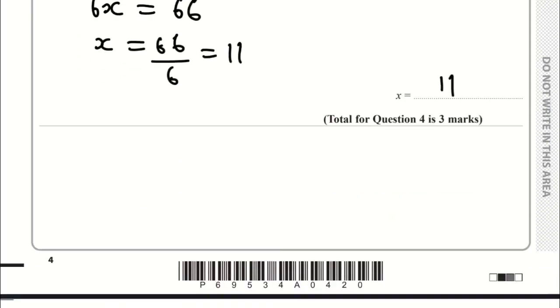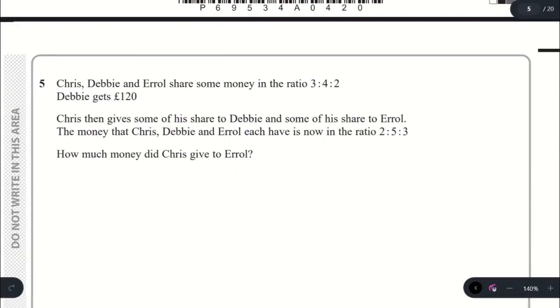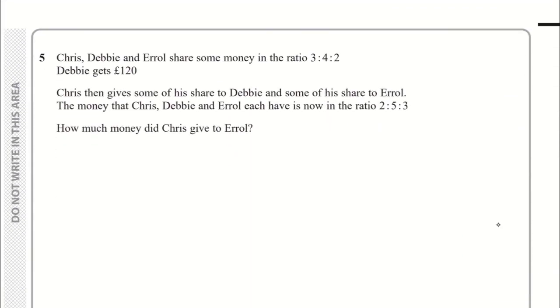Okay, let's go to question number 5. Chris, Debbie, and Errol share some money in the ratio 3 to 4 to 2. Debbie gets £120. Chris then gives some of his share to Debbie and some of his share to Errol. The money that Chris, Debbie, and Errol each have is now in the ratio 2 to 5 to 3. How much money did Chris give to Errol?